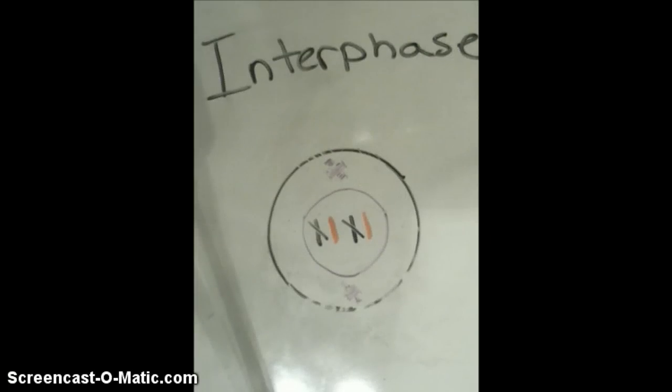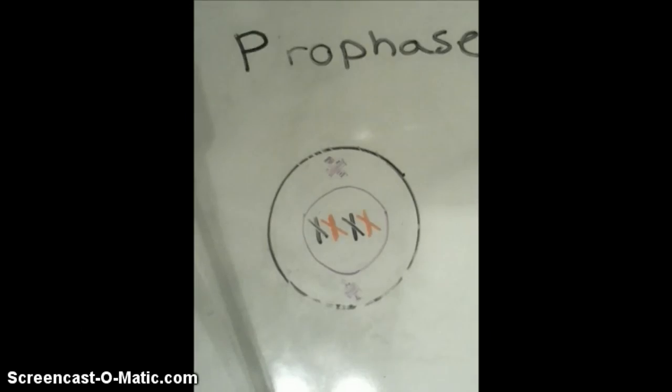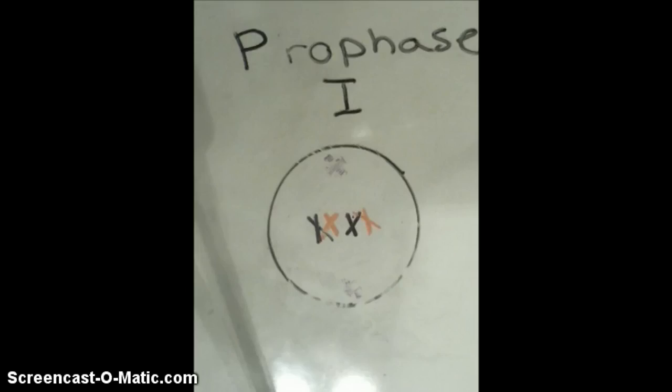Meiosis 1 begins with a stage called interphase. In interphase, chromosomes are duplicated to create 2 identical sister chromatids in the beginning of meiosis 1. It is in this stage that crossing over occurs.